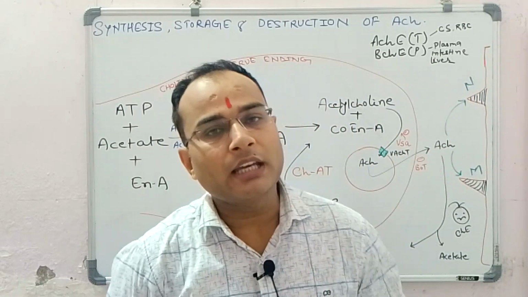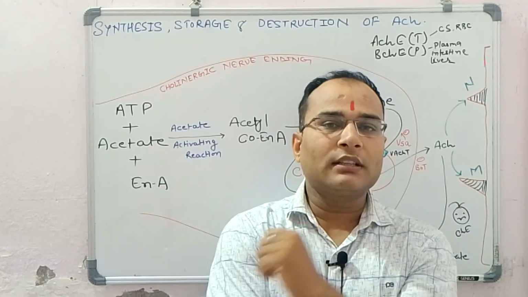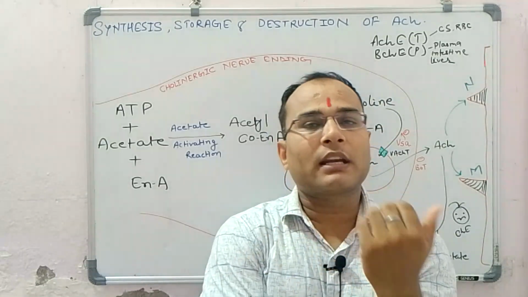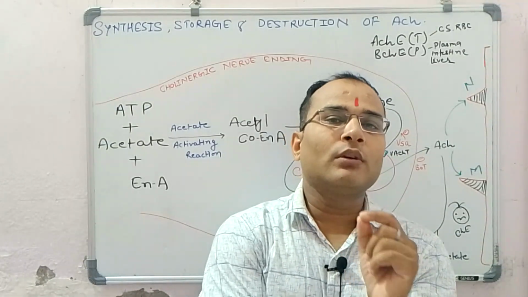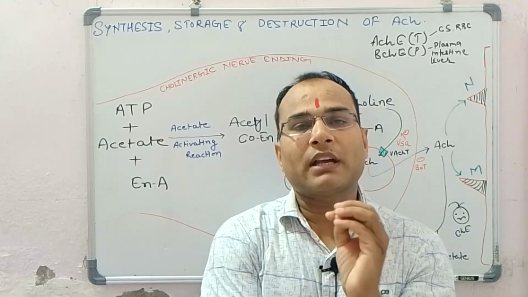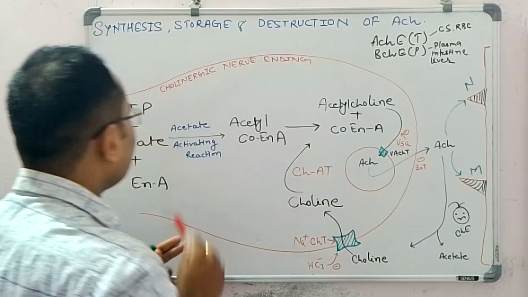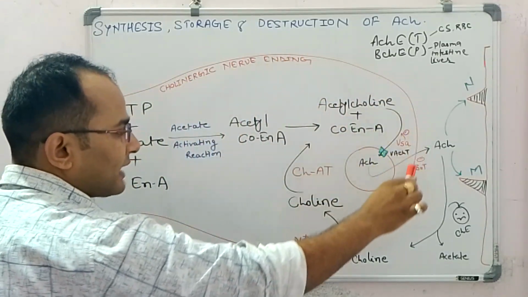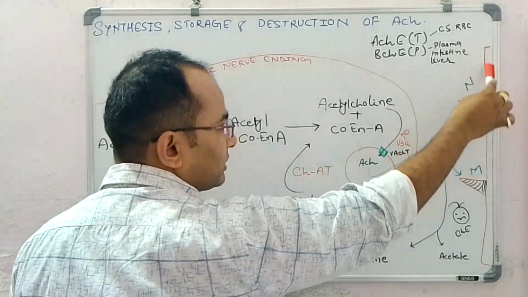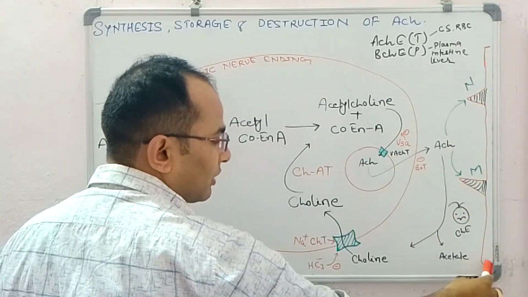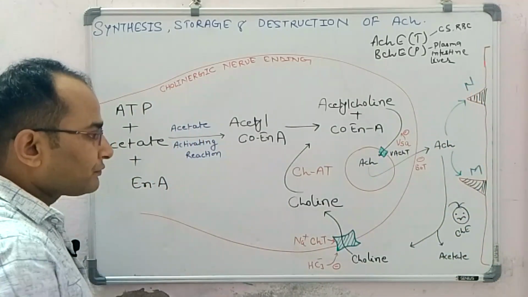So basically acetylcholine, as we know, is the main neurotransmitter of the cholinergic nervous system, or you can say the parasympathetic nervous system. It is synthesized in the cholinergic nerves, or you can say the parasympathetic nerve. Here the red line indicates the presynaptic cholinergic neuron, right? And this is the postsynaptic cholinergic neuron that has muscarinic and nicotinic receptors, right?